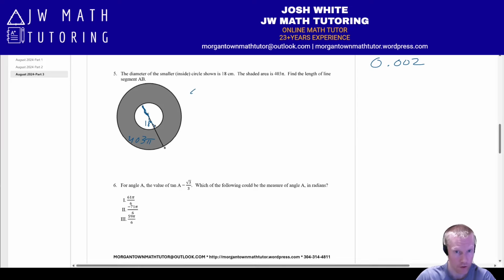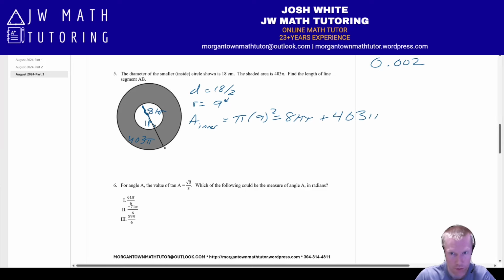So we know the diameter of the inner circle is 18. That means the radius of the inner circle will be 9. 18 divided by 2 is 9. So the area of the inner circle, or you could call it the white circle, is going to be pi times 9 squared, 81 pi. All right, so in here we've got an area of 81 pi. Now we can add that to the 403 pi area of the shaded part, and together that would make up the entire large circle's area. So if you do that, we should get 484 pi.